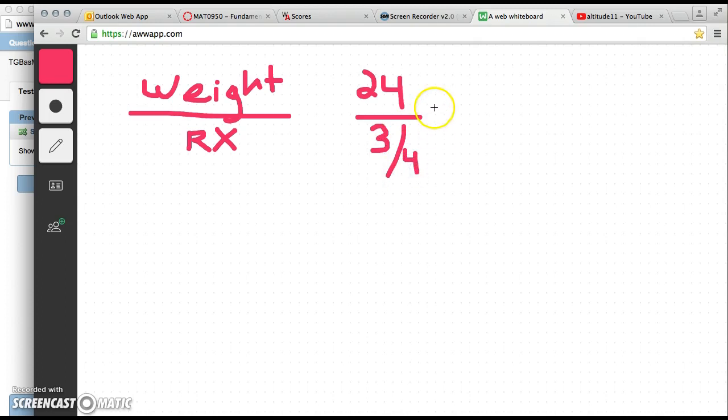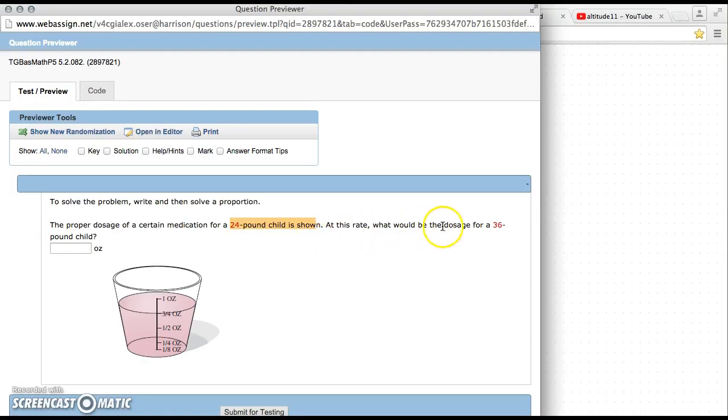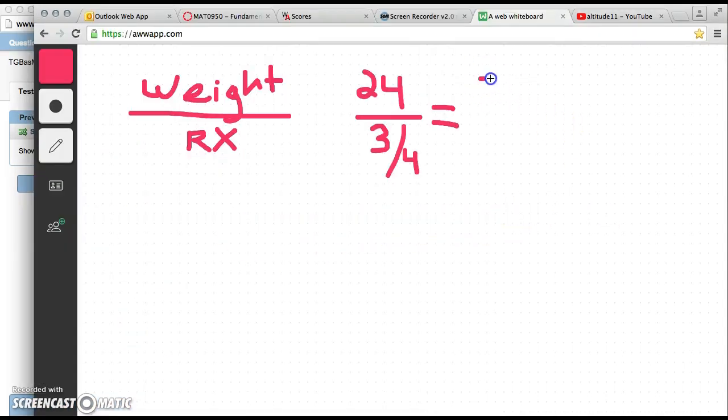All right. So now we can use this ratio to set up a proportion, right? We can set this ratio equal to another ratio using this same formula, weight to medication, to figure out a different amount of medication for a child that weighs a different amount, right? We want to know what's the dosage for a 36-pound child. So if my child weighs 36 pounds, then how many ounces of medicine am I going to give him or her? So X here, that's our variable. All right. So now we just need to go ahead and solve this proportion.